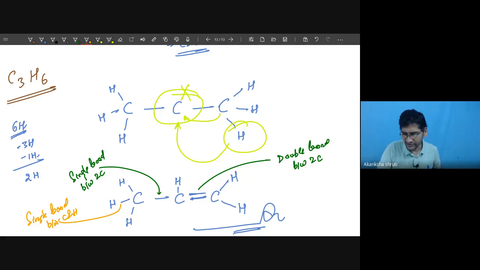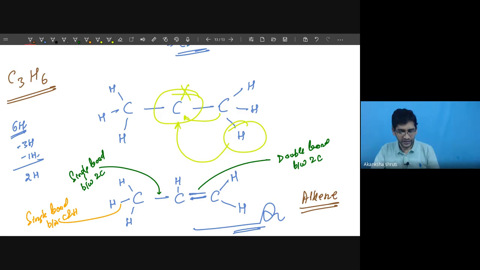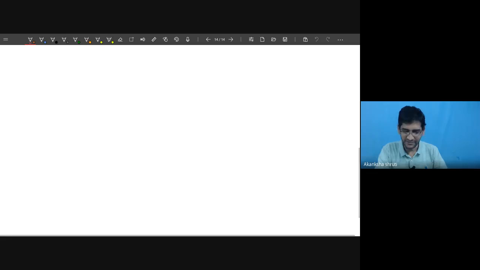carbon and hydrogen. Such an organic compound which contains a double bond, at least one double bond, is called an alkene. This we will learn later in more detail. Are you getting it? So this way we cannot go to the next topic, but at least we have finished some important concepts: how to draw the structural formula and how is the bonding of carbon with all other elements.